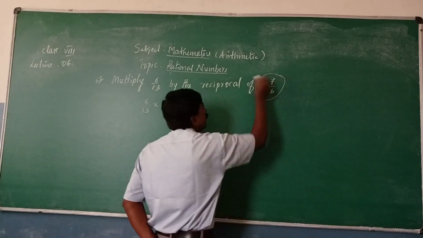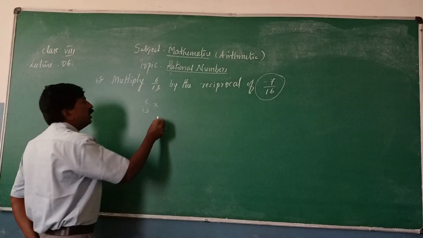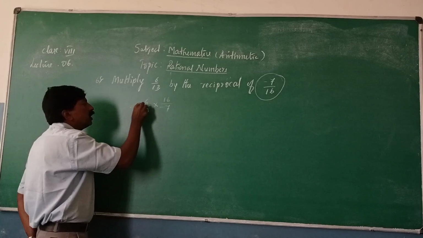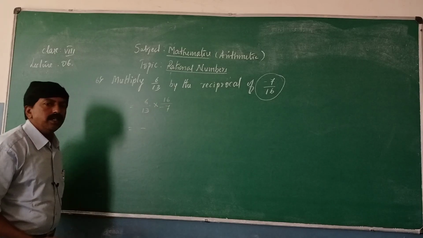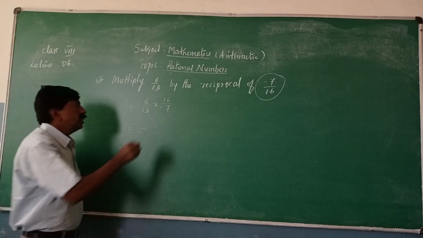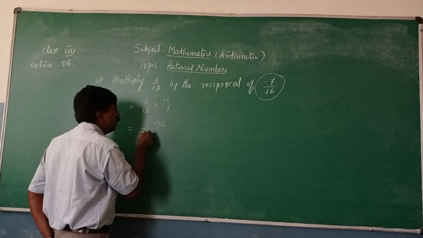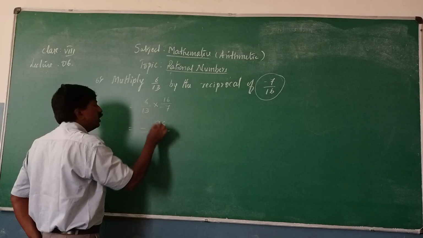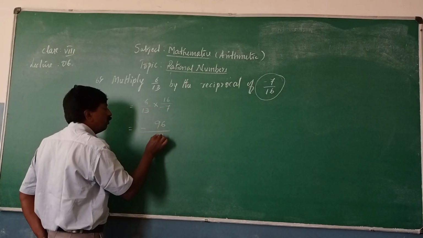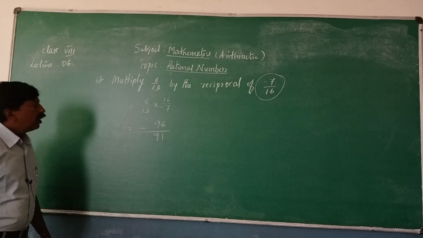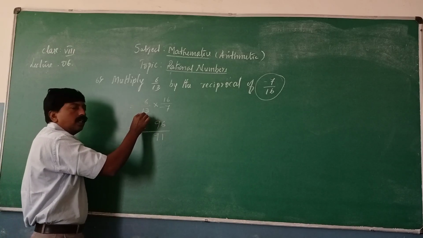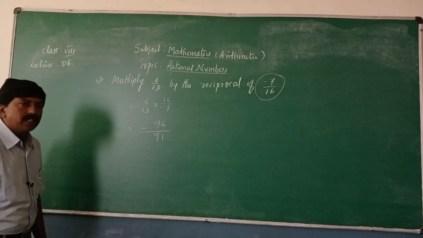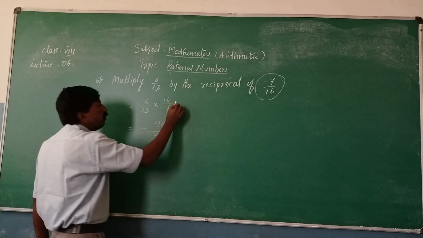The reciprocal of minus 7 by 16 is how much? It is 16 by minus 7. Remember, plus into minus, or plus divided by minus, is minus. 16 nines are 96. Now 13 sevens are 91. Therefore, the product of 6 by 13 and the reciprocal of minus 7 by 16 is minus 96 by 91. This step is very important.